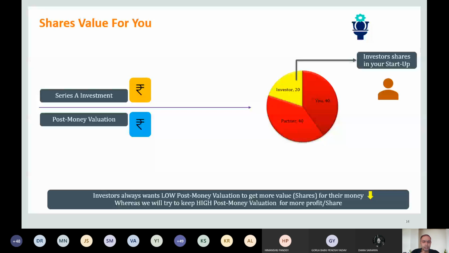So what you have to do is try to make this post money valuation as big as possible, because then you will gain more value for your shares. But the angel investor or the VC will be trying to keep the post money valuation as low as possible. If the post money valuation is big, you will get more profit. If it is less, your angel investor or the VC will be gaining more profit. So that is the constraint you have to look at. You are always trying to keep it big, and your investors are always trying to keep it low. Sorry.